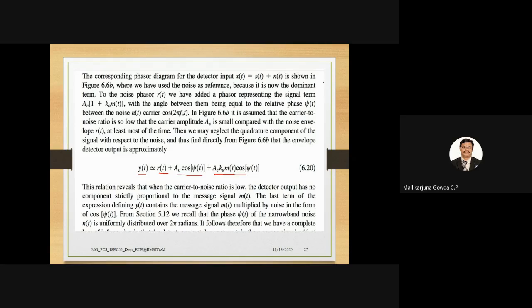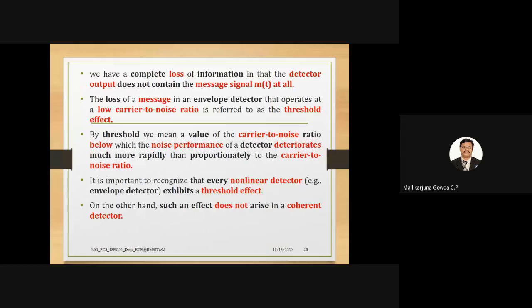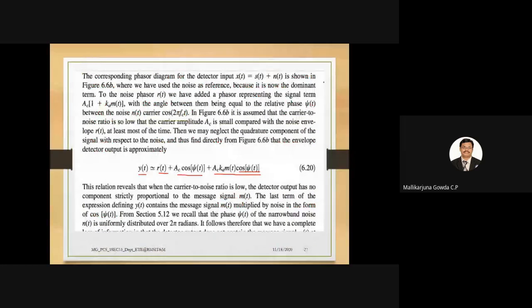Only in the third term I have a message component which is also multiplied with this noise phase, right? So what I wanted to say is, when the carrier to noise ratio is very low, the detector output will not have any component which is directly proportional to the message signal. That's what the meaning is. So as I said, in the last term, only the message signal is multiplied by the noise, in the form of cos psi of t.